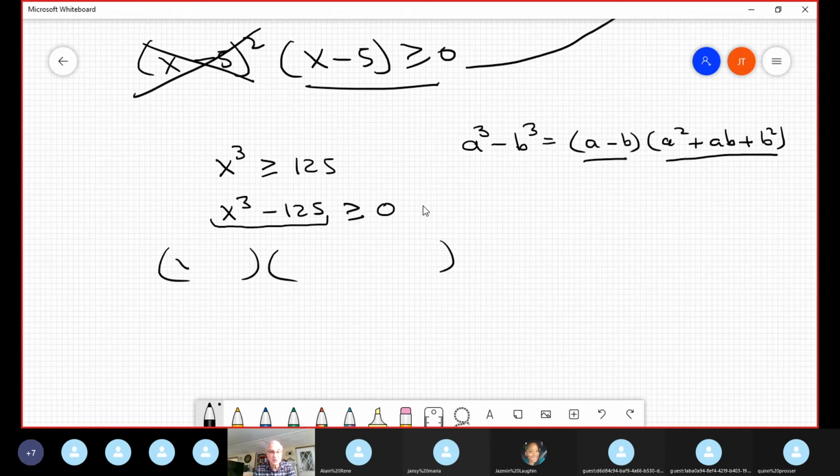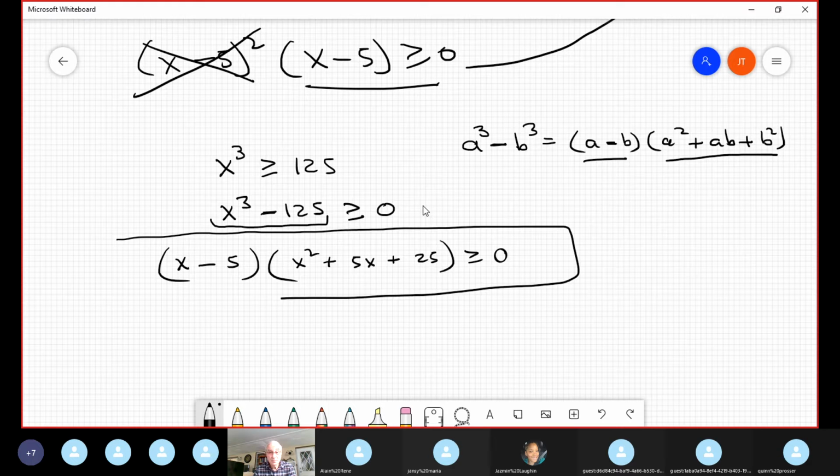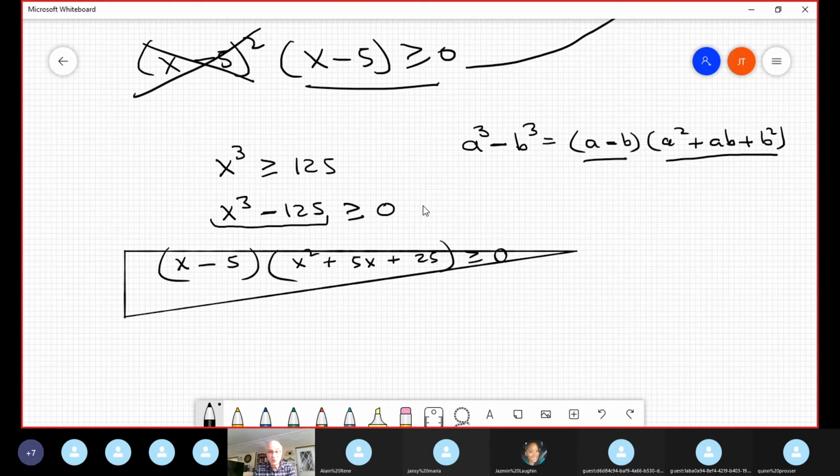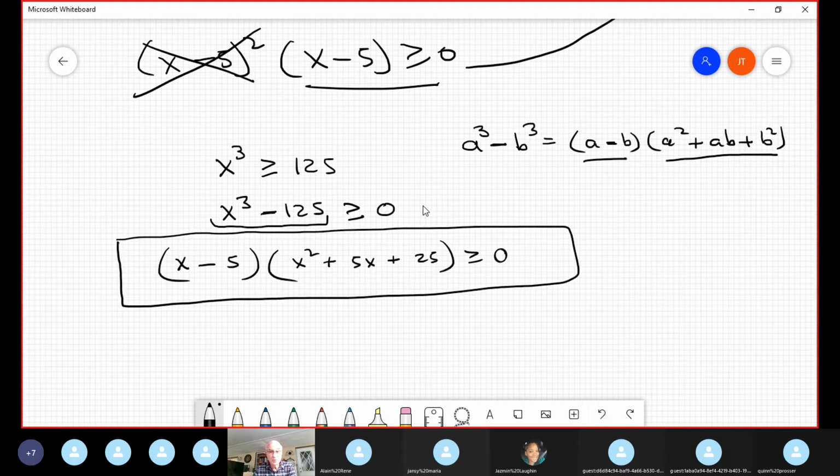So, the cube root of this is x, and the cube root of 125 is 5. And minus here because this is a minus. In the trinomial part, we have a squared, but a is x squared, plus the multiplication of a and b together, which is 5x, plus b squared, 5 squared, which is 25. So actually, the only thing that we are doing is algebra. I move 125 to the left-hand side, I do the factorization.